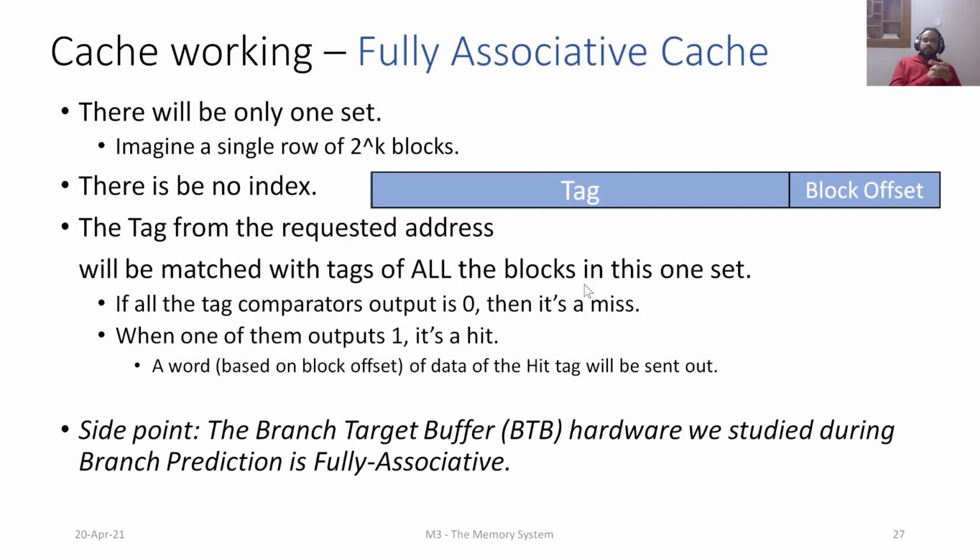Now, a quick point here is that the branch target buffer that we have used in branch prediction is a fully associative cache, because any branch address can be placed anywhere, right? And that is the precise reason we are going to use the entire IP to identify whether it is there or not, just like we are using the tag here.